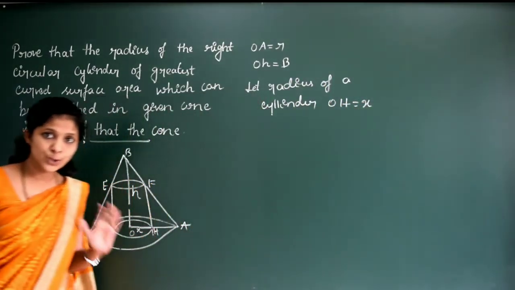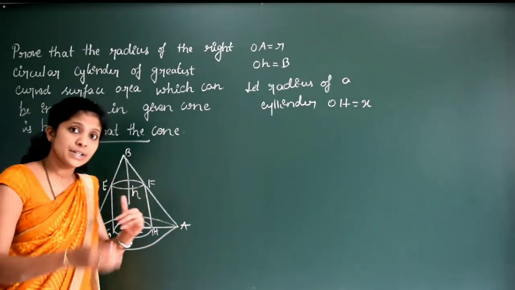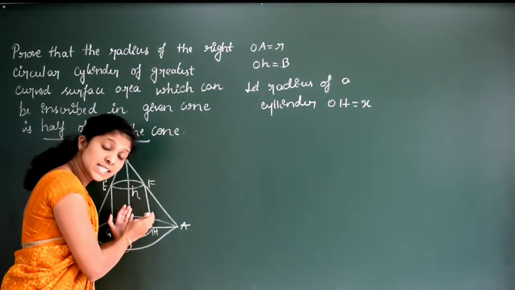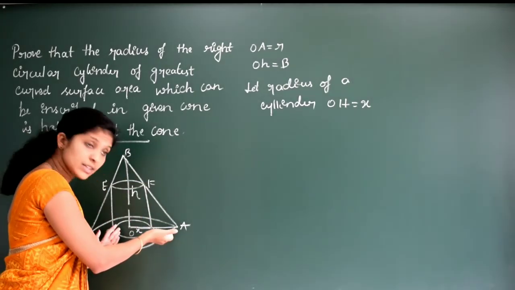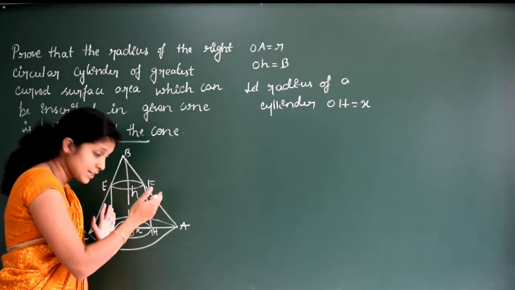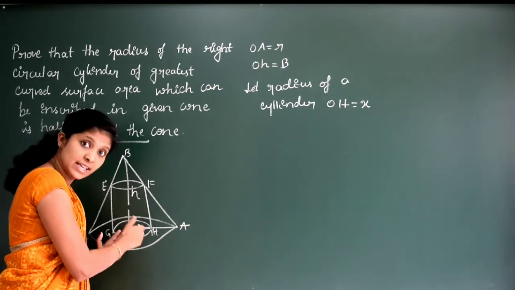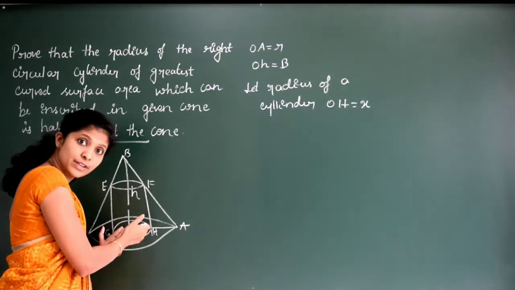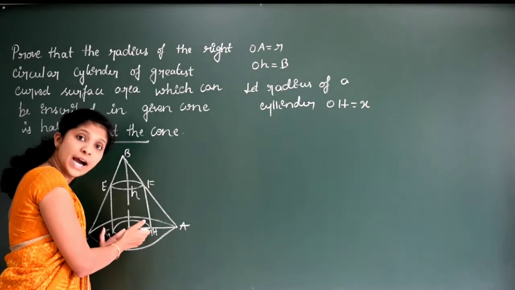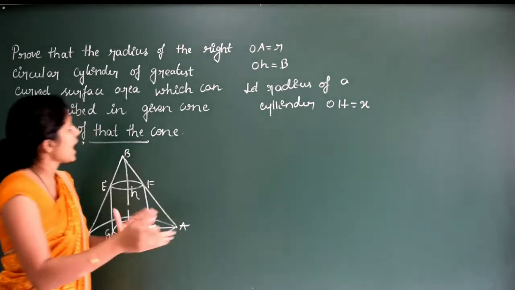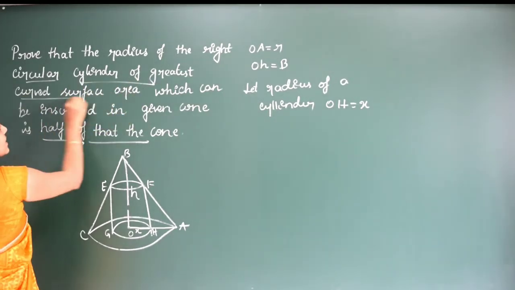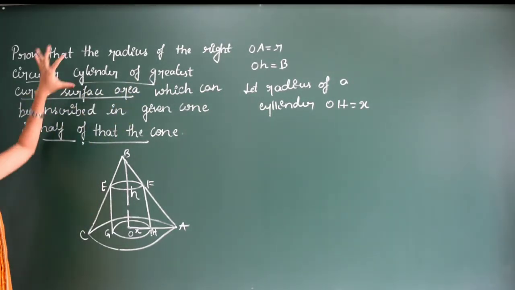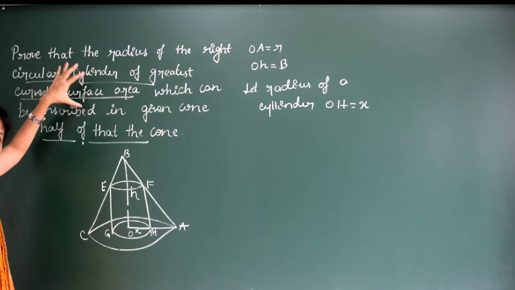Okay. Now you have to prove that. What do you have to prove? The radius of the cylinder is half of the radius of the cone. Here we have considered the radius of the cone as R, the radius of the cylinder as X. We have to prove that this is half of that, meaning X should be equal to R by 2. We have to prove that. And one more thing is given here. See, the right circular cylinder of the greatest curved surface area. That will be the maximum value. That also we have to prove.